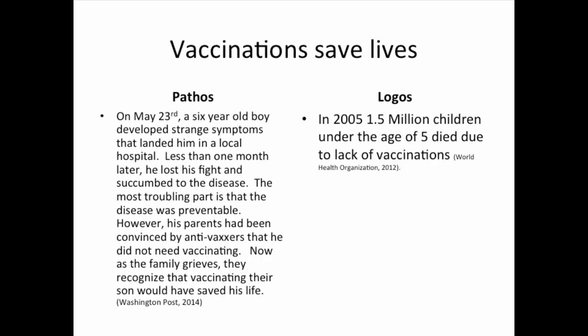On May 23rd, a 6-year-old boy developed strange symptoms that landed him in a local hospital. Less than 1 month later, he lost his fight and succumbed to the disease. The most troubling part is that the disease was preventable. However, his parents have been convinced by anti-vaxxers that he did not need vaccinating. Now, as the family grieves, they recognize that vaccinating their son would have saved his life. What do you think about this example?